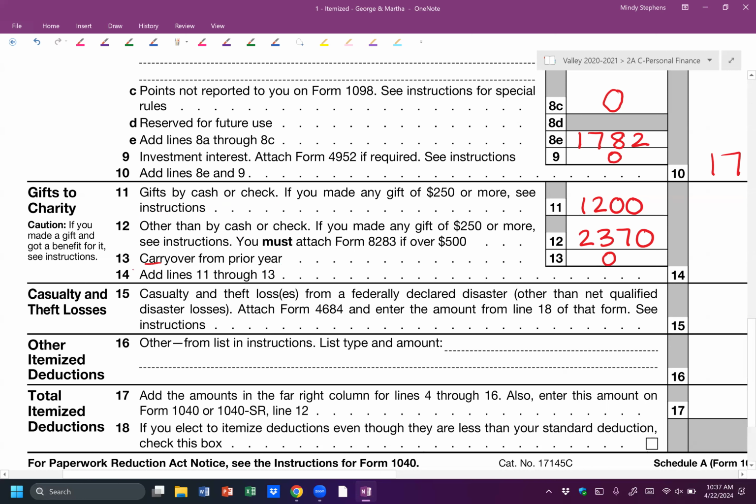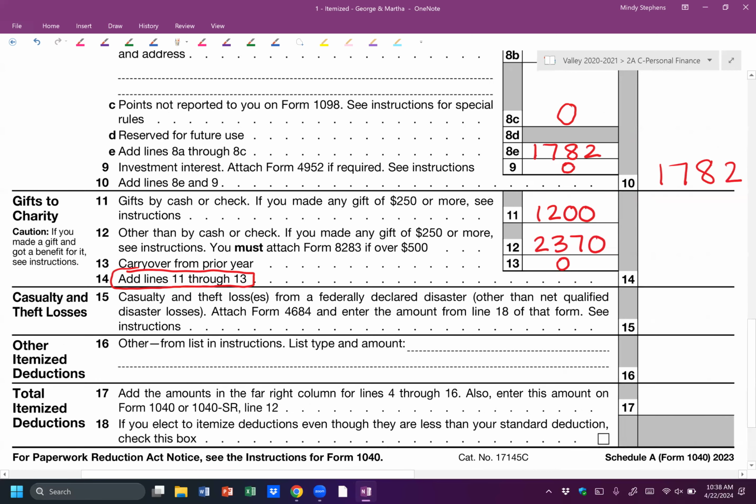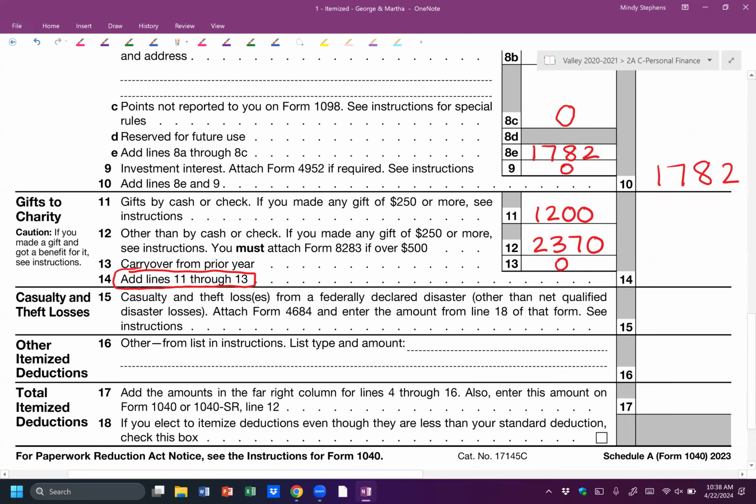And then the next one, add 11 through 13 together. So we're adding 11, 12, and 13. So take those numbers, add them together. So you will need your calculator for this one. So Dax, tell me what you get when you add those. Did you guys get something different? I think you mixed up some numbers. Do it one more time.